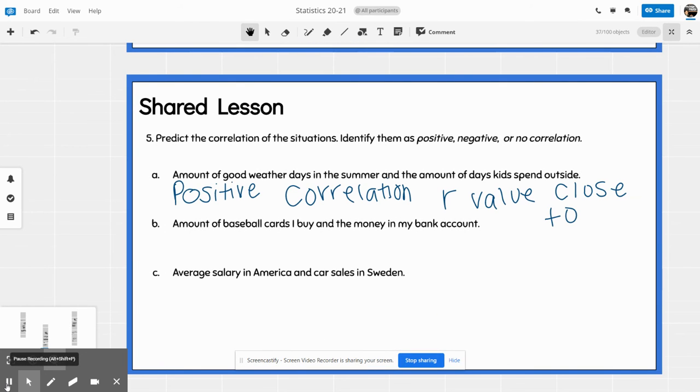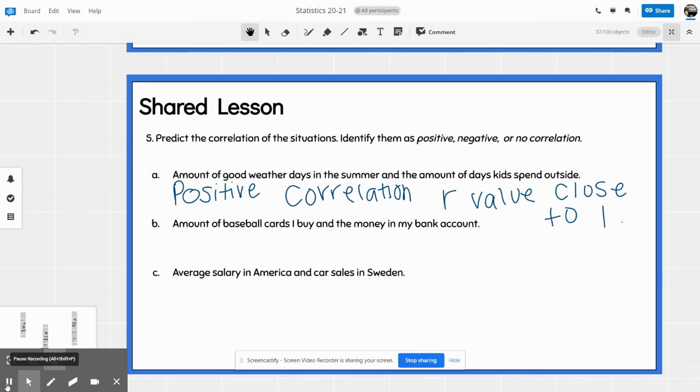All right, so I went ahead and wrote in there that it would be a positive correlation, right? And then our R value would be our correlation coefficient, so that little scale we just talked about. So it's moving up, so we know it's going to be a positive R value. And then do we think that this would be a strong correlation? Probably, right? Like if there's good weather, we're probably going to be outside. So we would say that our R value is close to 1. It's probably a pretty strong correlation.